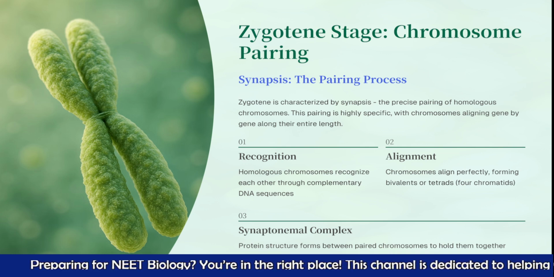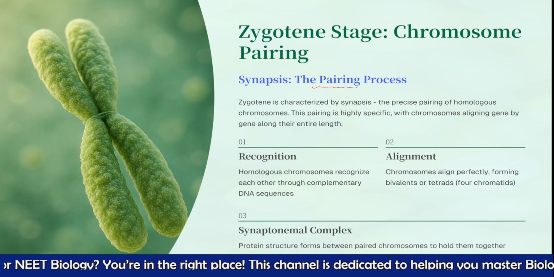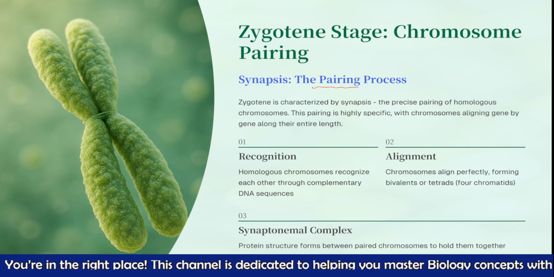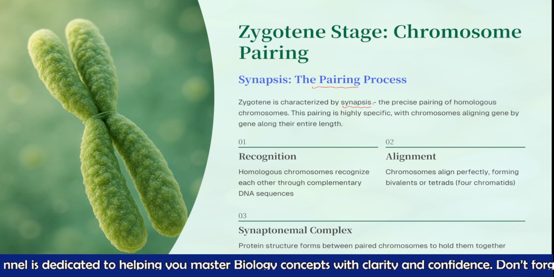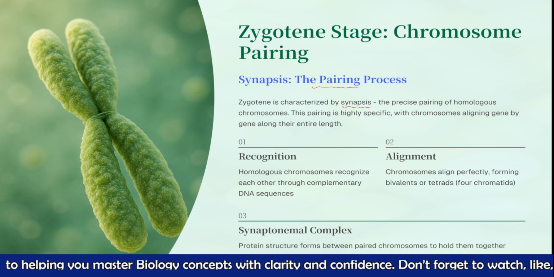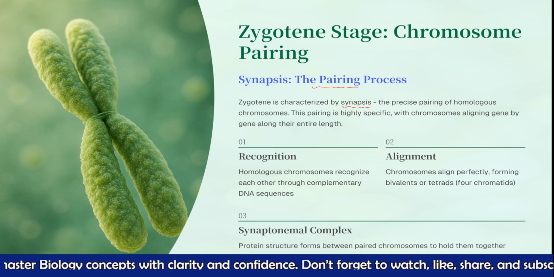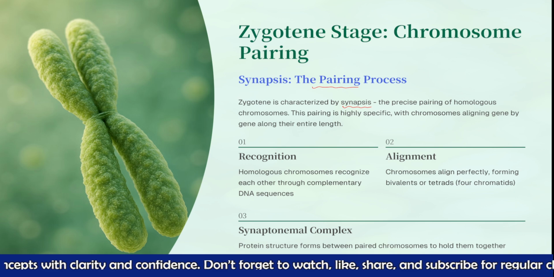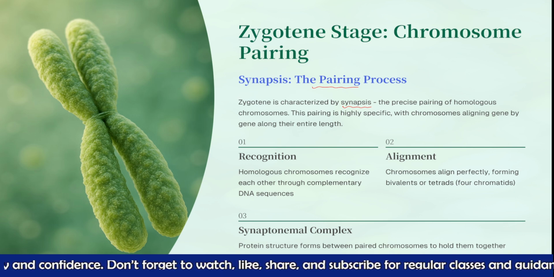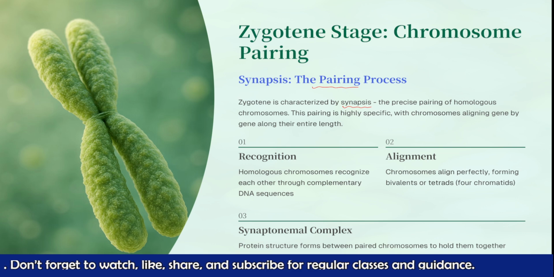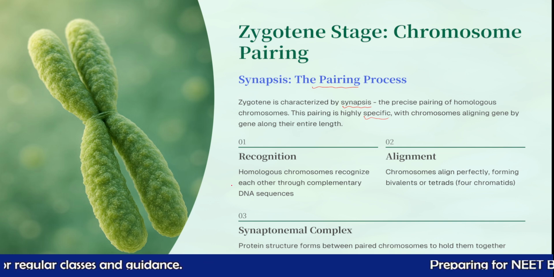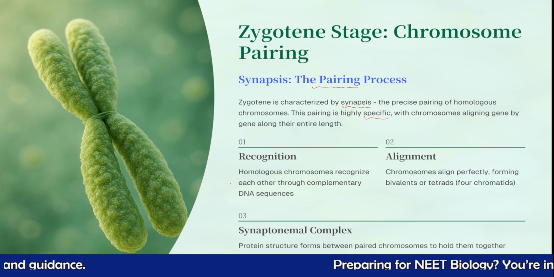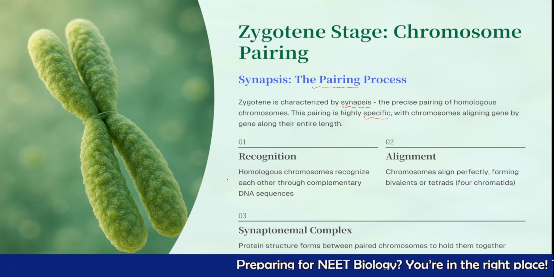Zygotene stage, a very important point: the pairing of the homologous chromosomes takes place. For that pairing we use a specific word, called synapsis. So what is synapsis? It is the pairing of homologous chromosomes. It takes place in the zygotene stage of prophase 1 of meiosis 1. And this pairing is highly specific. Only homologous chromosomes, having the same morphology and same set of genes, will align together and pair.